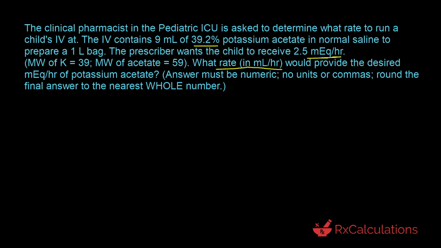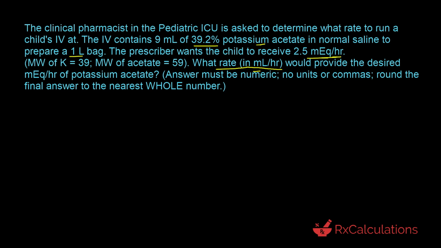So now let me quickly outline a few steps that we'll be following in order to get to the solution. The first step will be to determine the amount in milliequivalents of potassium acetate that is present in the 1 liter bag. That's the first thing we're going to do. And then we're going to use dimensional analysis to solve this question to get the flow rate in milliliters per hour. So let's start off with the first step.